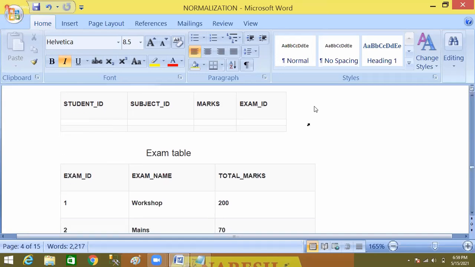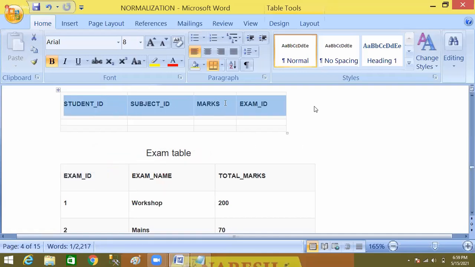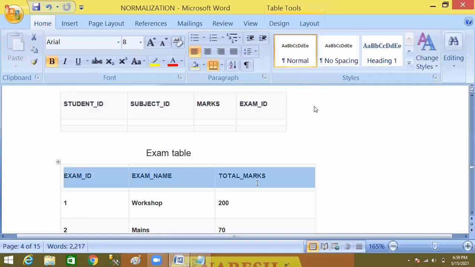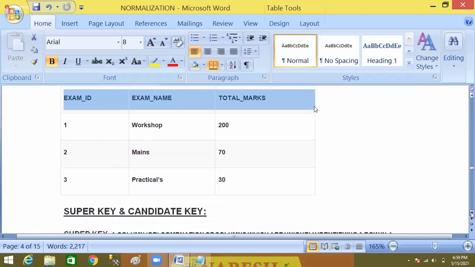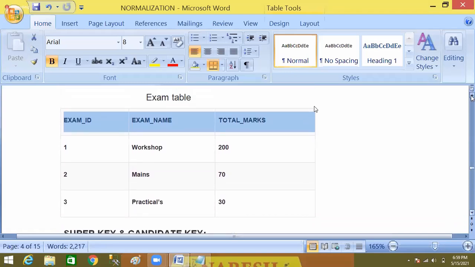In these two tables, what is the common column? Examination ID. So this is a primary key, foreign key relation. Now you can see there is no transitive dependency column in your score table, and no transitive dependency column in your examination table. So both tables satisfy the third normalization form.